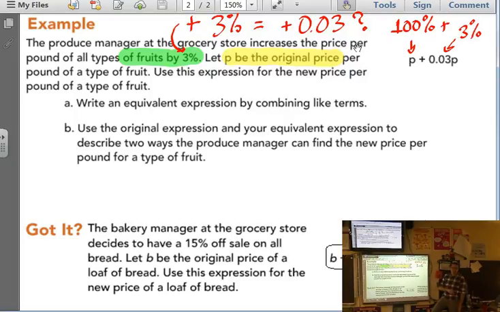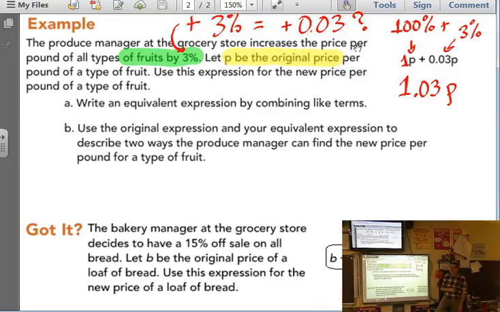So what we're going to end up with, if I had 100% and I add 3% to it, Xavier, 103%, which we would write 1.03P. Because this P is really a 1P plus 0.03P. Always remember there's a 1 in front of any variable that doesn't have a coefficient. This variable has a coefficient already, but this one doesn't, so we know there's a 1 there.